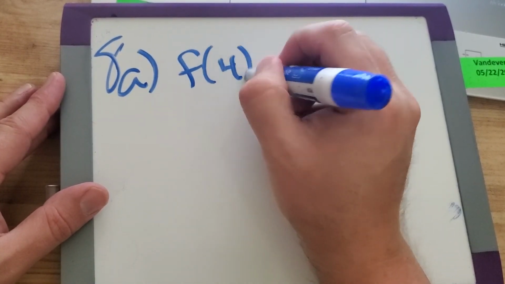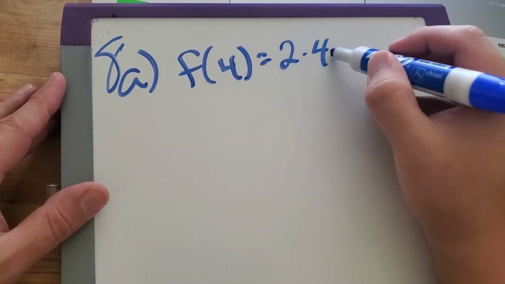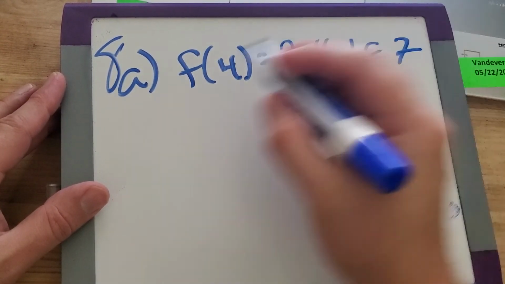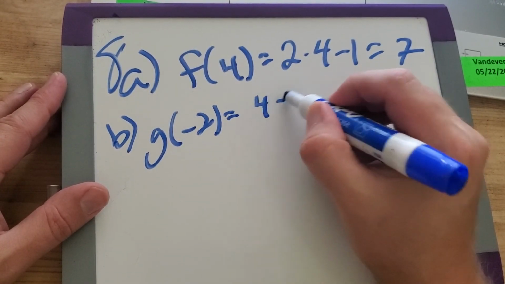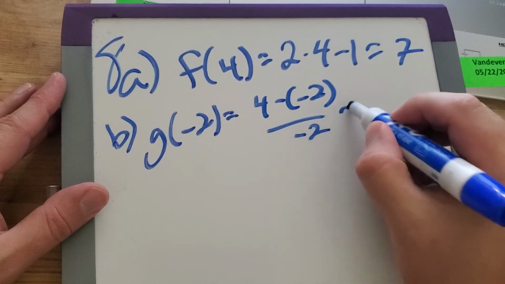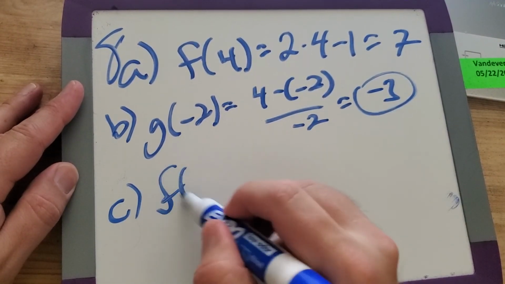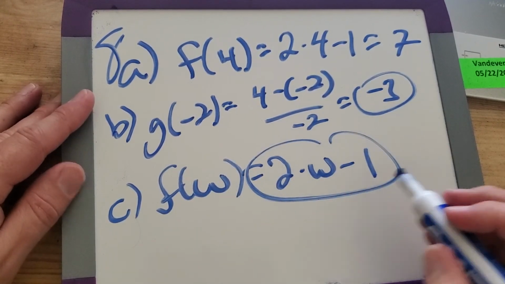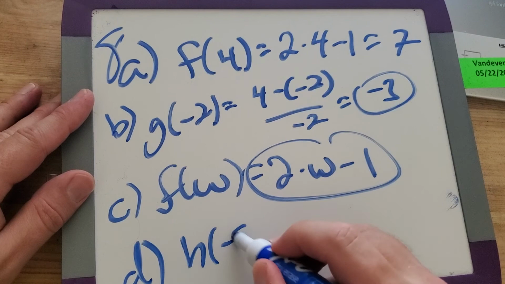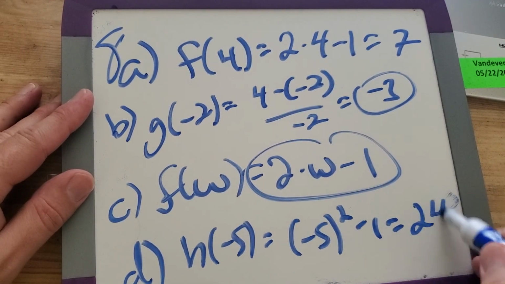F of 4, if you look at the f function, it's 2 times x, which is 4, minus 1, so that's 7. B is g of negative 2, which would be 4 minus negative 2 over negative 2, which is 6 over negative 2, which is negative 3. C is f of w, so that's 2 times w minus 1, done. D is h of negative 5, which is negative 5 squared minus 1, which is 25 minus 1, which is 24.